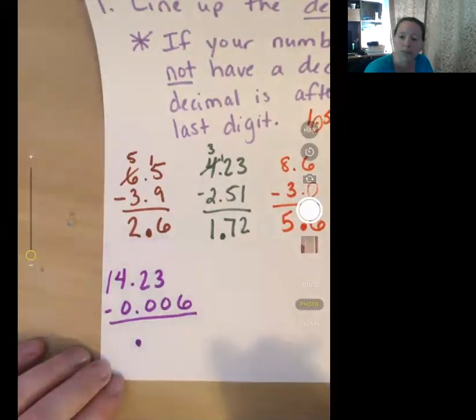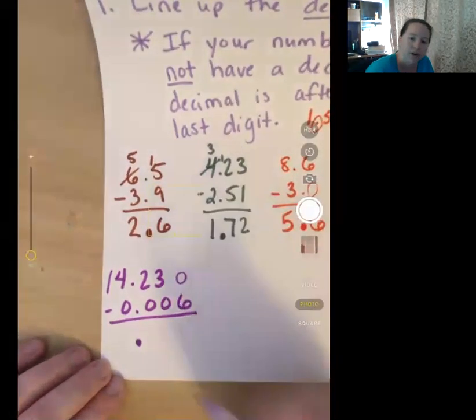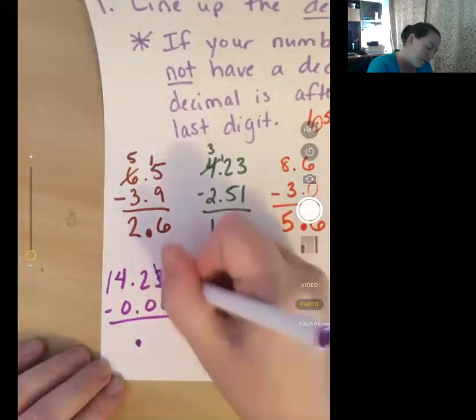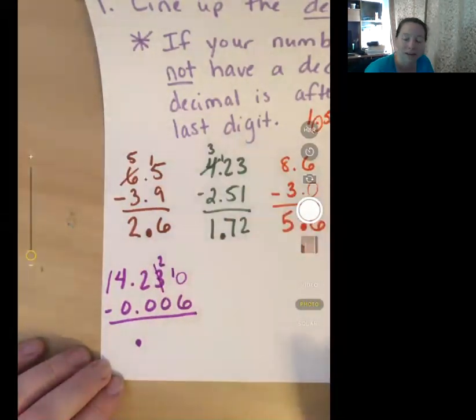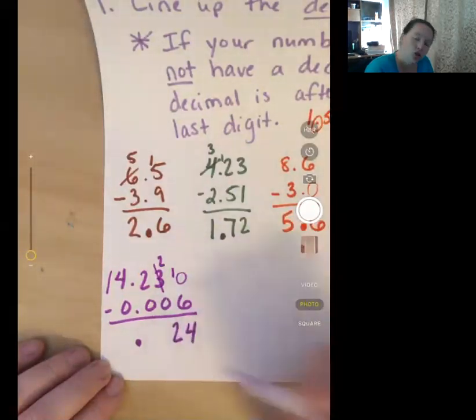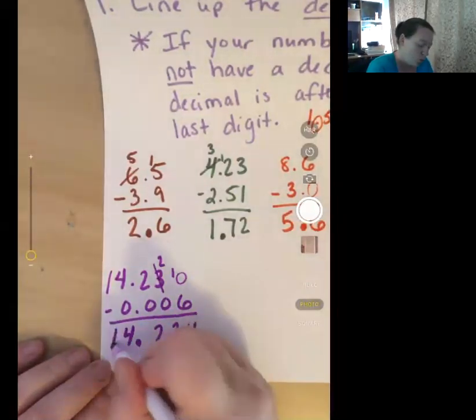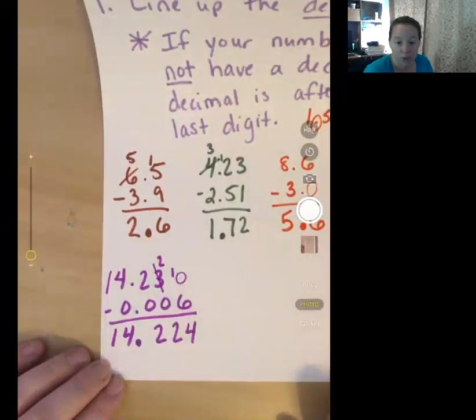If only there was one more number up top, right? But there's not, which means I have to put in my 0. I can't do it any other way. So I can't take 6 from 0. I have to go borrowing. The 3 becomes a 2. The 0 becomes a 10. 10 minus 6 is 4. 2 minus 0 is 2. 2 minus 0 is 2. 4 minus 0 is 4. 1 minus 0 is 1. So I end up with 14 224/1000ths.